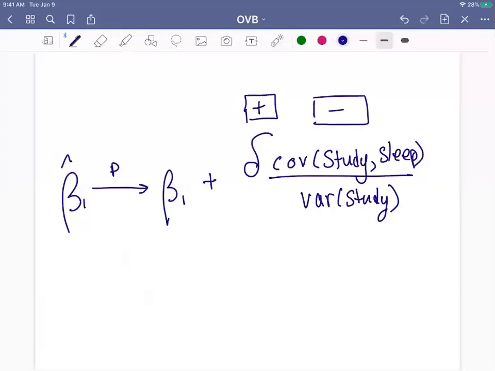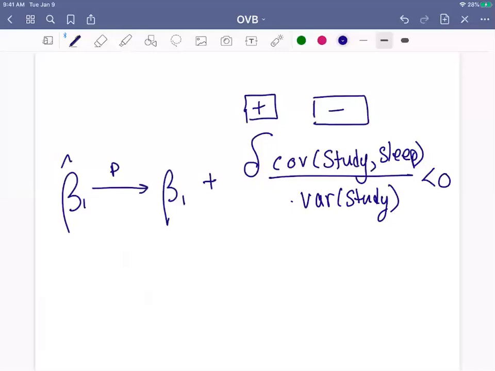More studying is associated with less sleep and vice versa. And since variance, which is here in the denominator, is always positive, the numerator, the positive times the negative, tells us that the omitted variable bias we're going to expect in this case is negative. In other words, the naive slope that we estimated in our regression is going to be too negative.